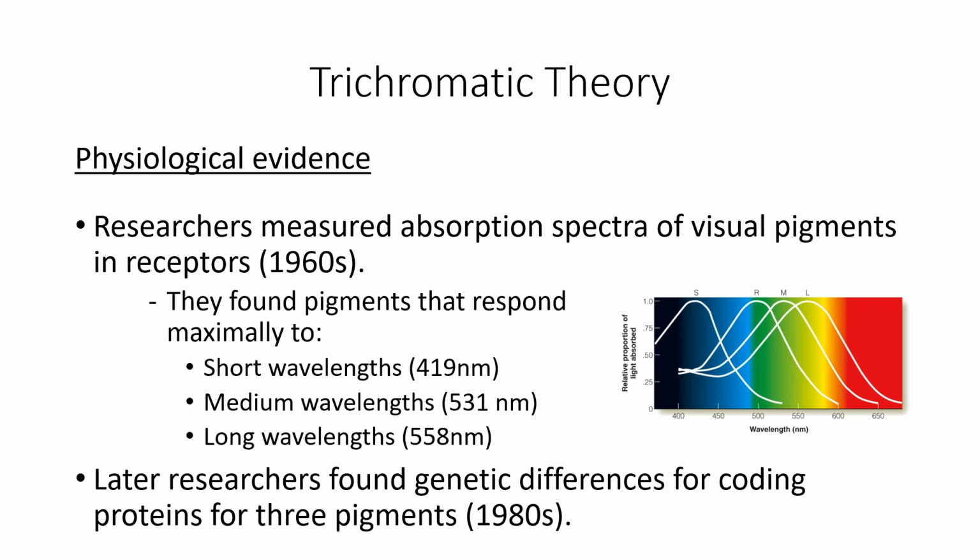They also, in the 1980s, found some genetic differences in the coding for the proteins of these three different photopigments. So we have found the genetic evidence in addition to what's happening at those photopigments, measuring the absorption spectra of the cones, the visual pigments in those receptors.